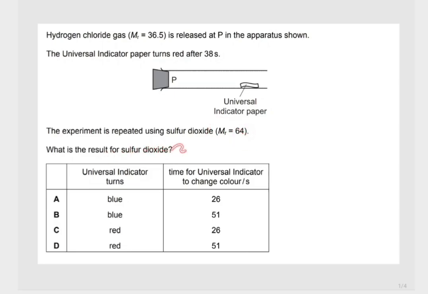Now, what is the result for sulfur dioxide? Sulfur is a non-metal, so sulfur dioxide should be an acid, right? It's going to turn universal indicator paper red, not blue. So you look at the 38 seconds. Something that has a mass of 36.5 took 38 seconds. So another gas that has a higher mass should take a longer time. So it should be 51.